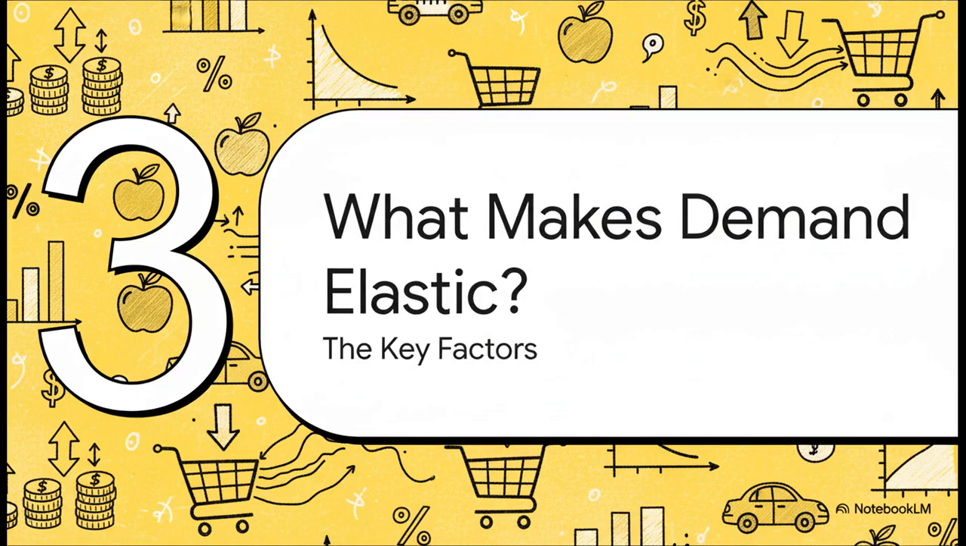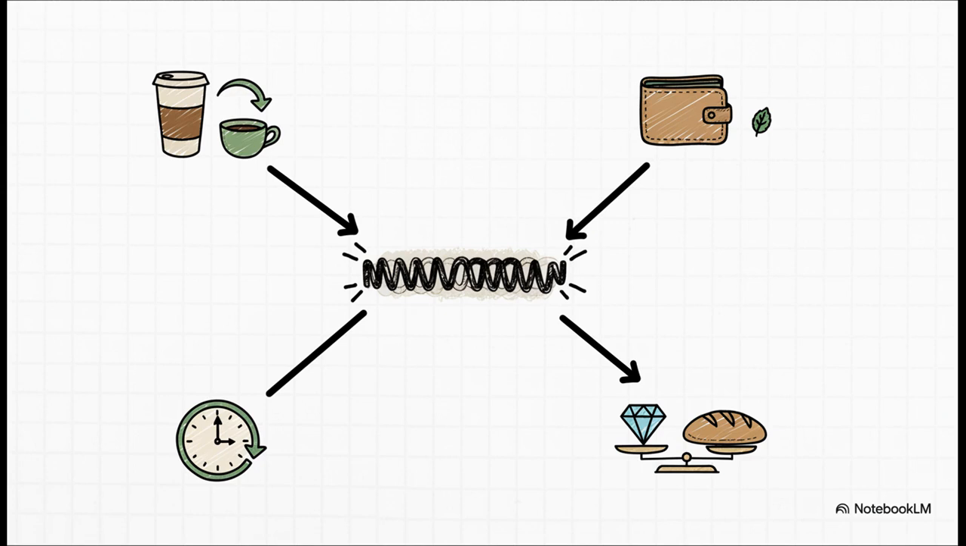So this kind of begs the question, right? Why are some things elastic and others aren't? Why is the demand for a specific brand of soda so elastic, but the demand for, say, gasoline is so inelastic? Well, it's not random. It all comes down to a few key factors. It really boils down to 4 main things that determine just how stretchy a product's demand is. Let's break them down one by one.